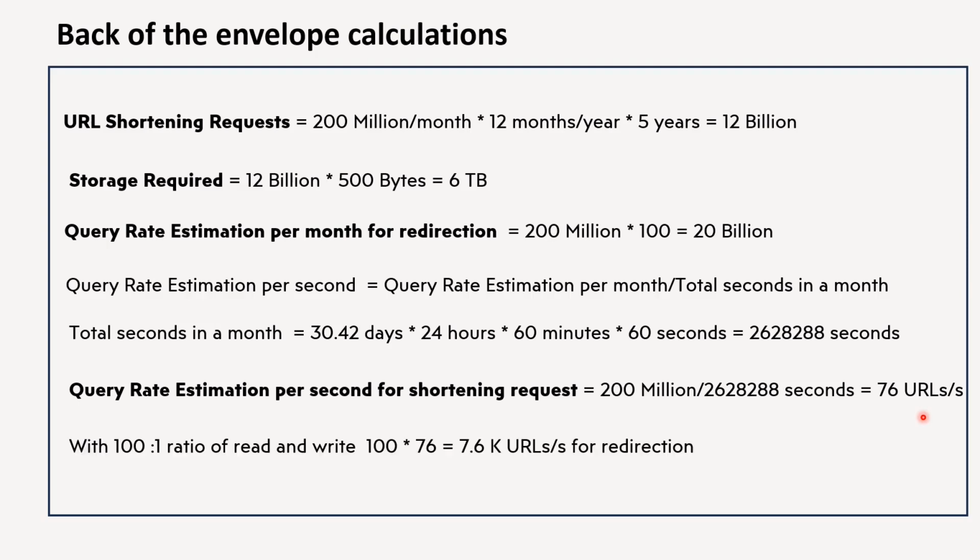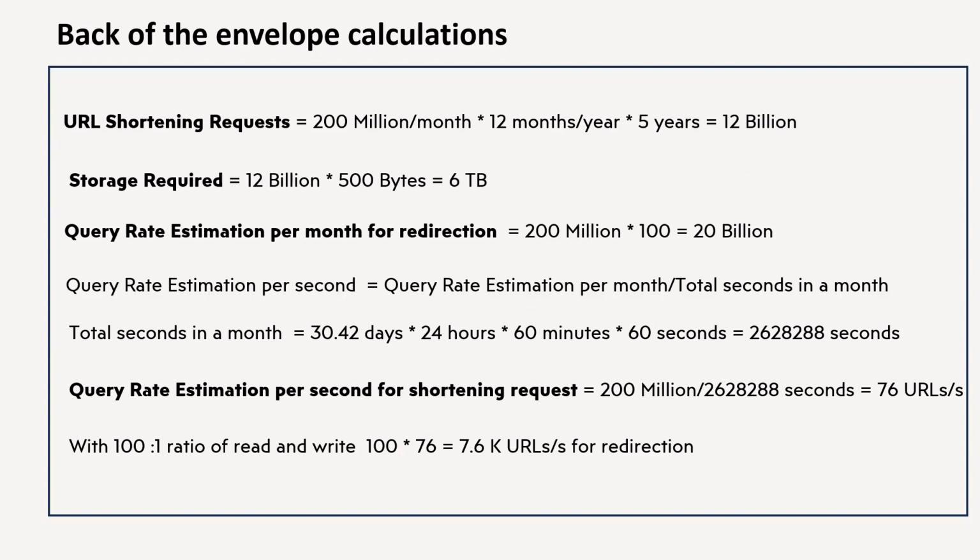Similarly, if you want to understand what the per second rate is for the redirection, it is 7.6K URLs per second, because we assume that redirection is 100 times more than the short URL creation. These are some calculations which we do, and they might be based on assumptions, and you can fine tune them as you develop and operate the system.